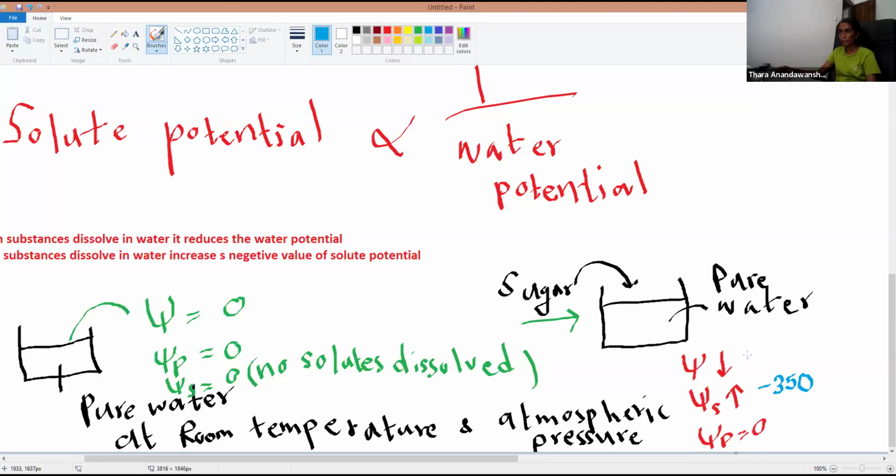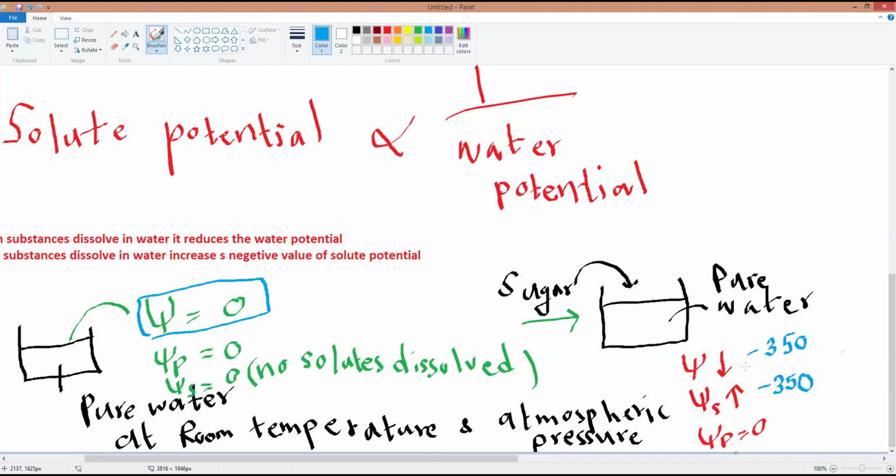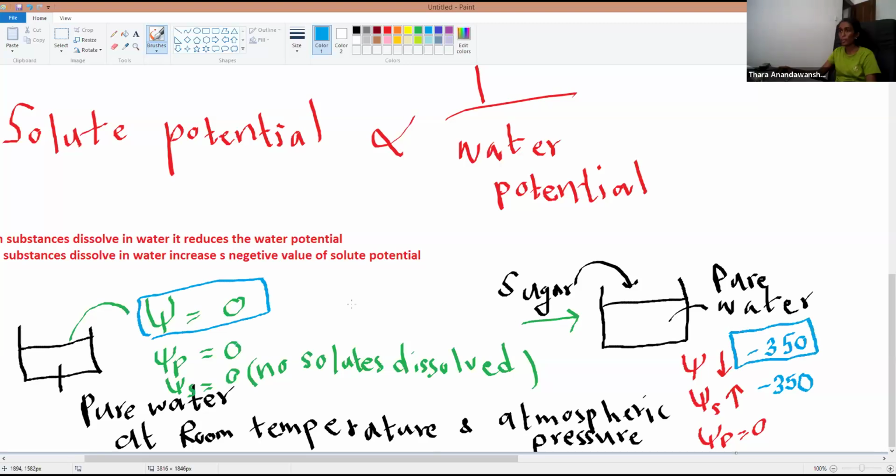What should be the psi value? Minus 350. Yes, minus 350. Now you can see what has happened to this one. Look at this one here. It was 0 before, isn't it? Yes, teacher. It has now reduced. What I said earlier is correct, no? Yes, teacher. 0 to negative value.